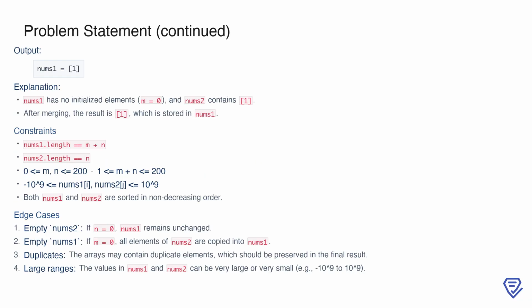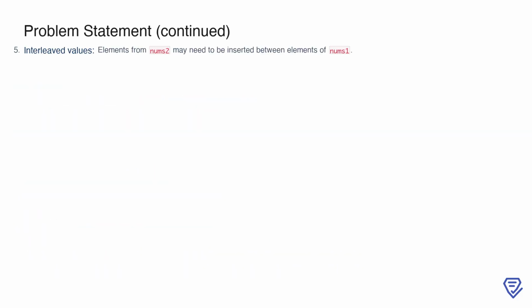In the next example, we have nums1 as 0, nums2 as 1, m equal to 0, and n equal to 1. Here, nums1 has no initialized elements, meaning the merging process involves copying all elements from nums2 into nums1. After the merge, the result is 1, which is stored in nums1. This illustrates another edge case where nums1 starts with no meaningful values, and all elements from nums2 are directly transferred into it.